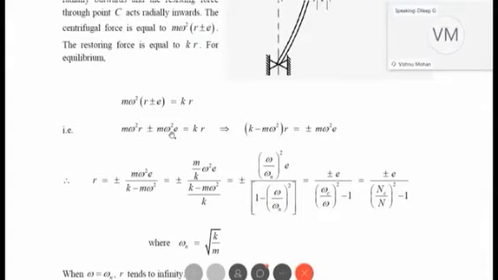Excuse me, sir. A question, sir. Is the distance OC visible in practical case?